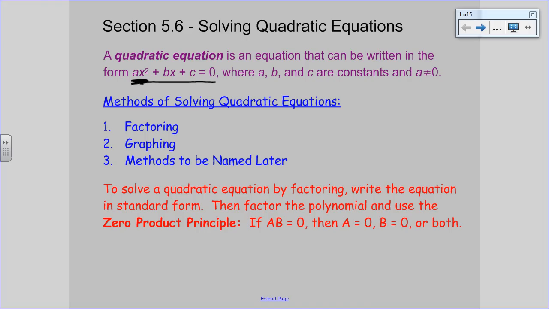To do this, we're first going to write the equation in standard form, ax squared plus bx plus c equals 0. Then we will factor the polynomial on the left-hand side. And finally, we'll make use of the zero product principle, which states that if ab equals 0, then a equals 0, b equals 0, or both. Put another way, if the product of 2 expressions, a and b, is 0, then one or the other of the expressions must be equal to 0.